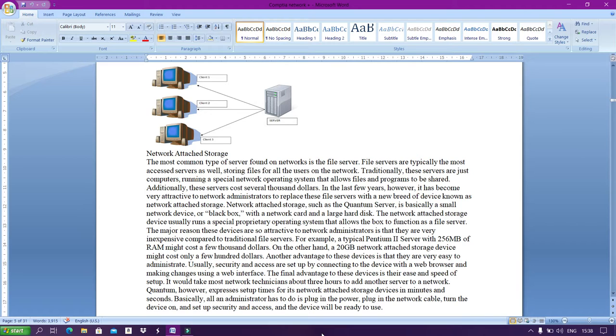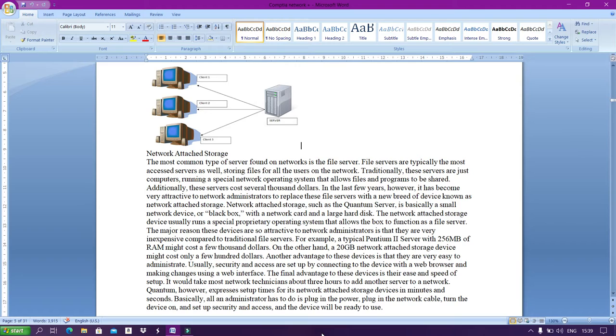For example, a typical Pentium 2 server with 256 megs of RAM might cost a few $1,000s. On the other hand, a 20 gig network attached storage device might cost only a few $100s. Another advantage to these devices is that they are very easy to administer. Usually security and access are set up by connecting to the device with a web browser and making changes using a web interface. The final advantage to these devices is their ease and speed of setup.